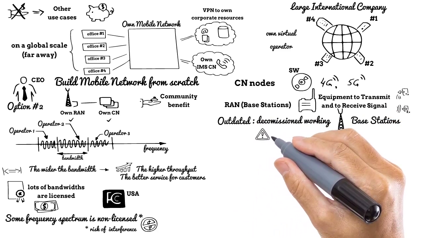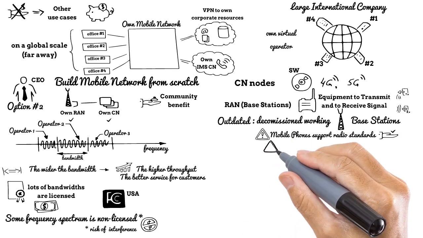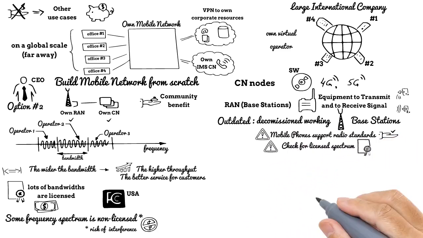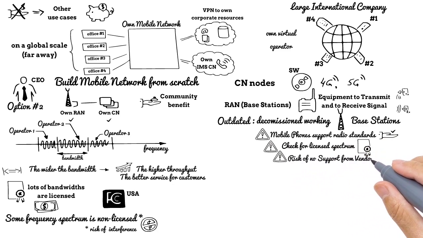You need to ensure that mobile phones will still support the radio standards. Another thing, likely the base stations are radiating in licensed frequency spectrum. So without receiving a license from authorities, it might be illegal to use them. And finally, most likely you won't receive any support from base station vendors in case of any hardware or software issues.